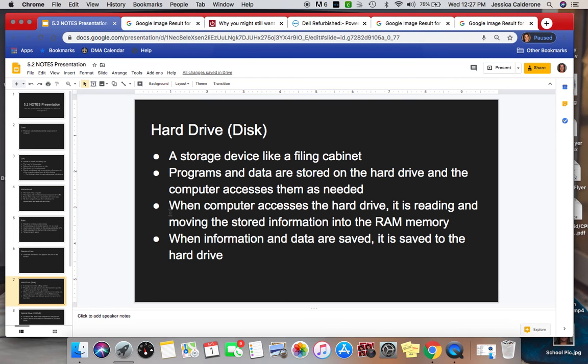Okay. So type all these down on your note sheet. Okay. Then pause it to type them, and then I will play again and I will explain further.